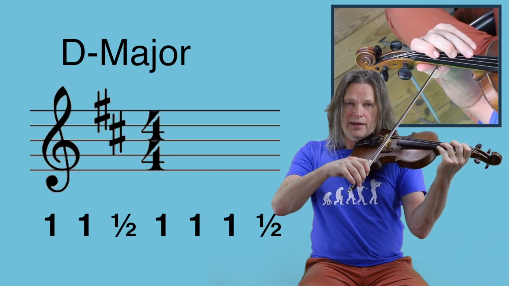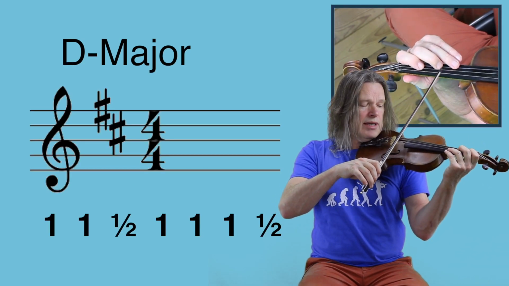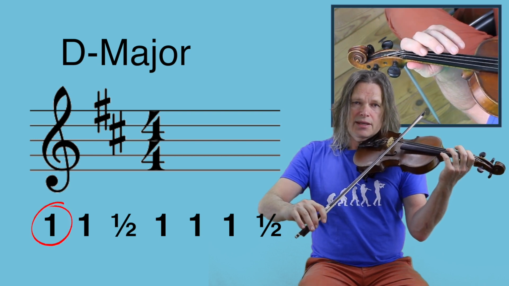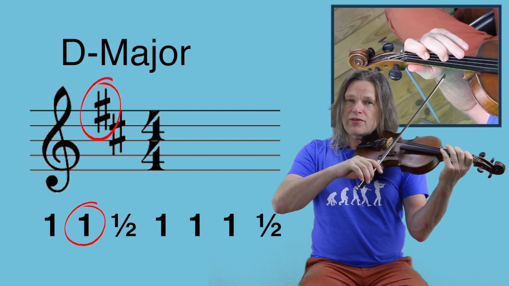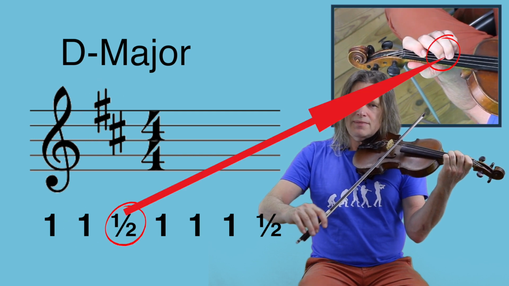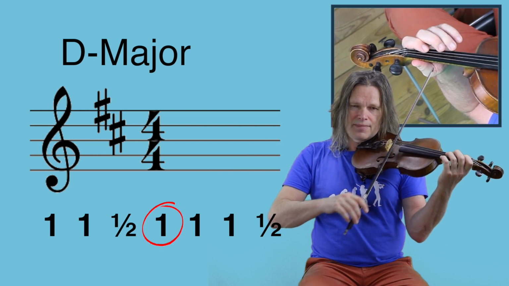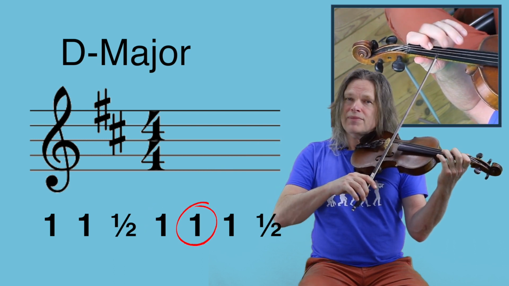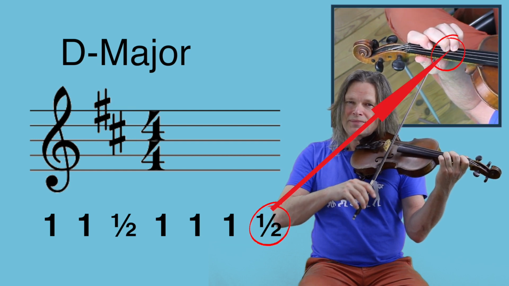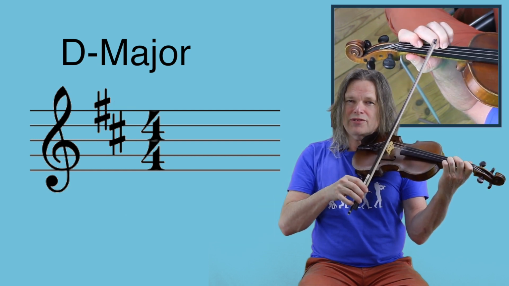Let's take a look at that. I'm going to play the scale of D major with these sharps. D, E. Now we've got the first sharp, the F sharp, G, A, B, here's the C sharp. Two sharps, key of D major.